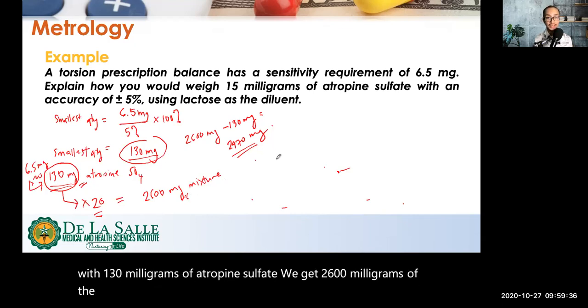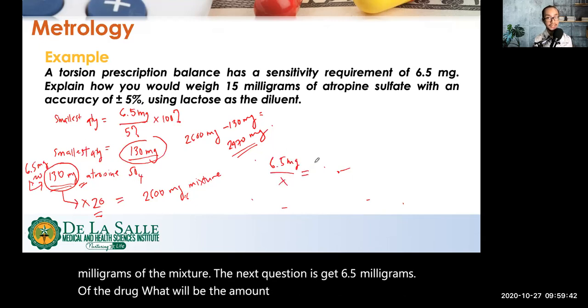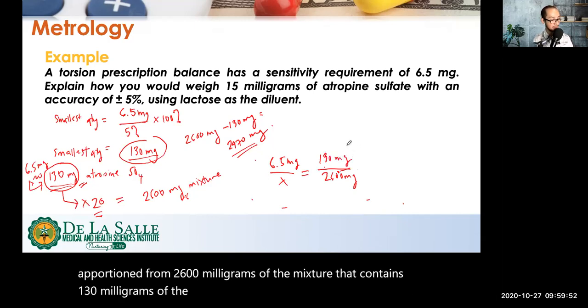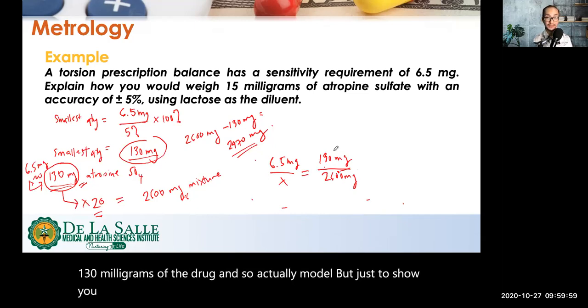The next question is, to get 6.5 milligrams of the drug, what will be the amount of the mixture that will be apportioned from 2,600 milligrams of the mixture that contains 130 milligrams of the drug? Okay? Yan. So, actually, madali lang yung sagot dito, but just to show you something, no? 6.5 times 2,600 divided by 130, then our answer is 130 milligrams.